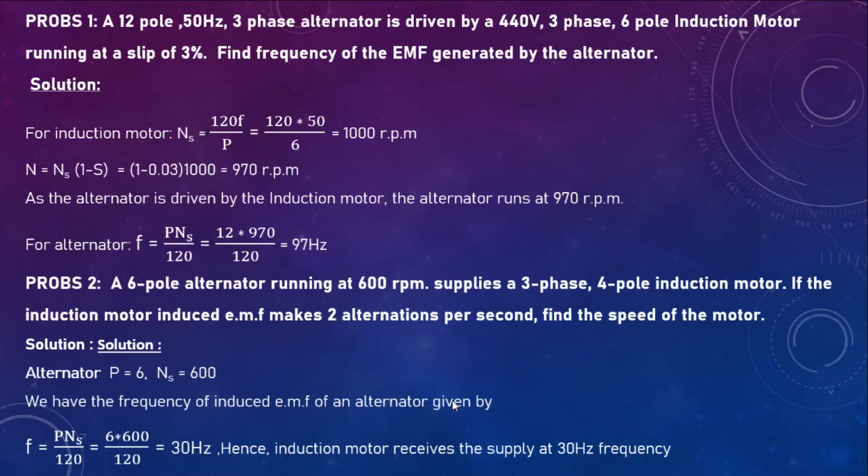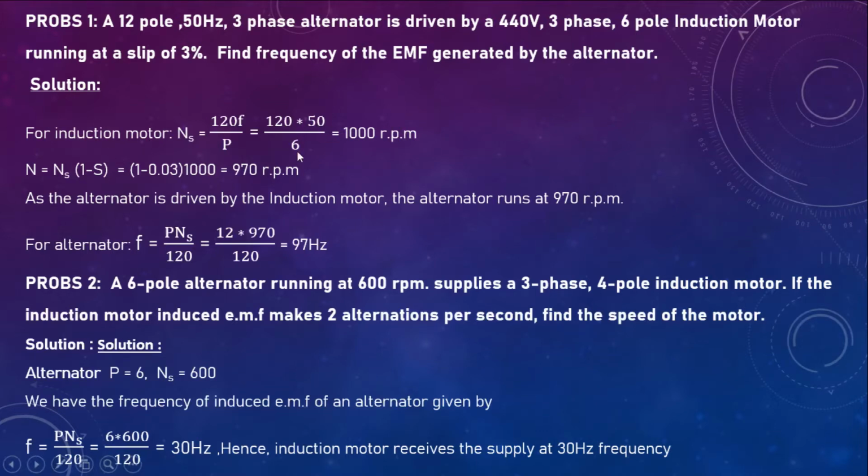Now, we have to see the problem. It is given as a 12-pole 50 Hz 3-phase alternator is driven by 440 volt induction motor. So that means to say the speed of this alternator is same as the speed of the induction motor, that is the speed of rotor of induction motor, because this rotor is coupled to alternator. Speed of rotor of induction motor is n. So this n is same as the speed of alternator.